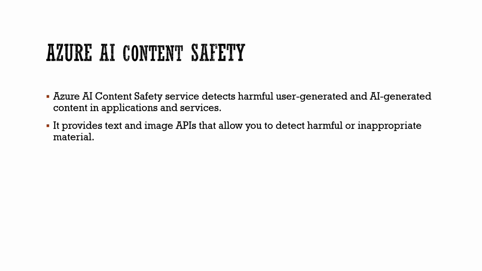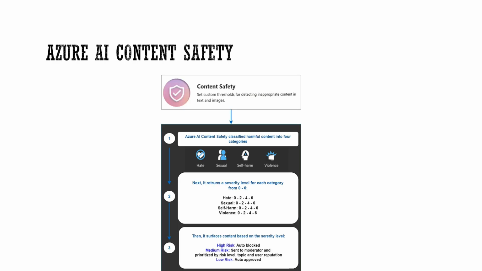Okay, the next one is the categories. When it comes to content safety, four main categories play a role here: hate, sexual, self-harm, and violence. Whenever you put in any input prompt, the prompt will be scanned based on these four categories, and it will detect whether to approve or block the content, whether the prompt given is safe or harmful.